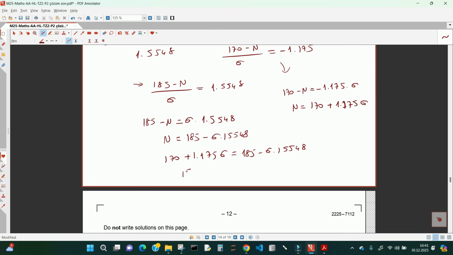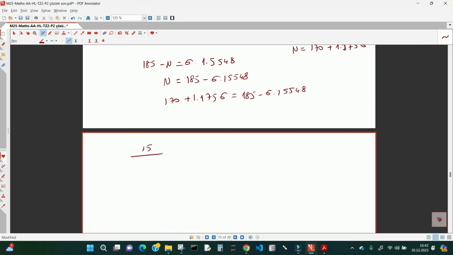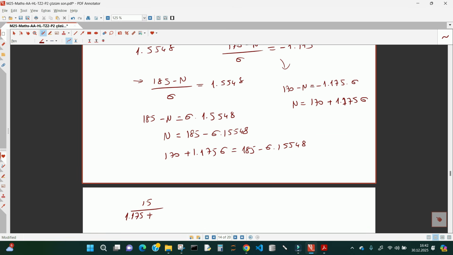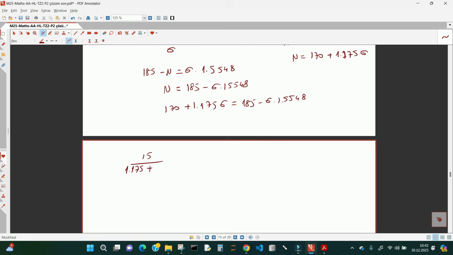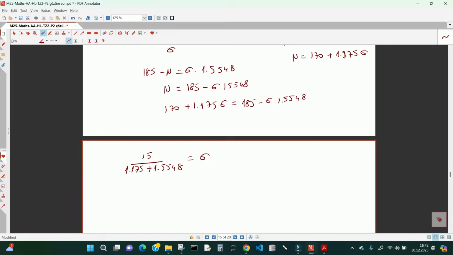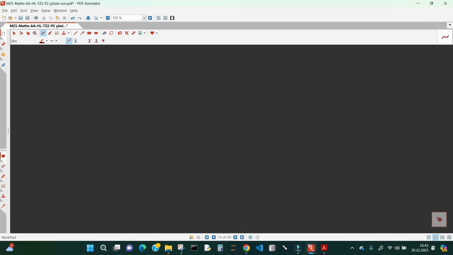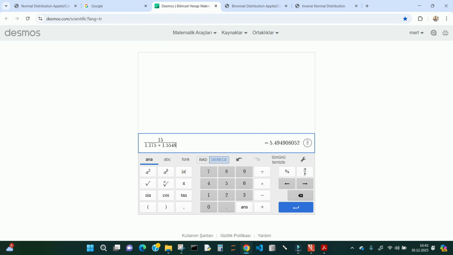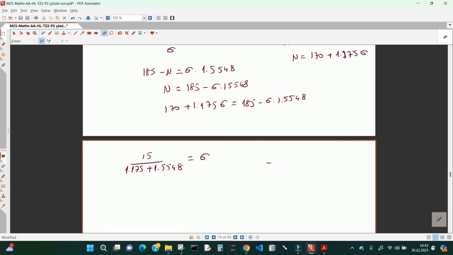Then you can say that sigma equals 15 over 1.175 plus 1.5548. Let me check it again. Yeah, sigma is this number.